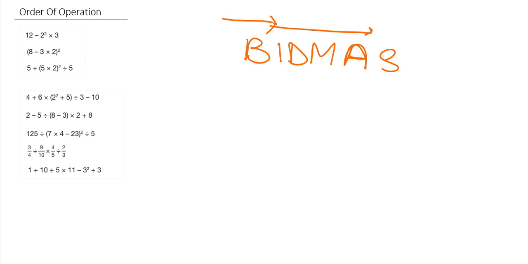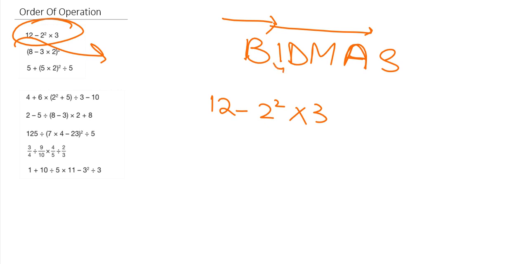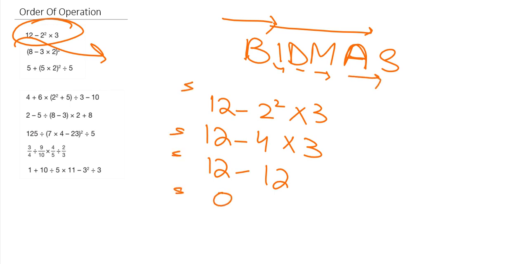Like for example, in first, 12 minus 2 square times 3. First of all, we don't have any brackets, so we move on towards the indexes, and the index is 2 square. We can write it in this form. Then we don't have division, so we can move towards the multiplication, that is 12, and then we got the answer 0, by moving along with the order of operations.